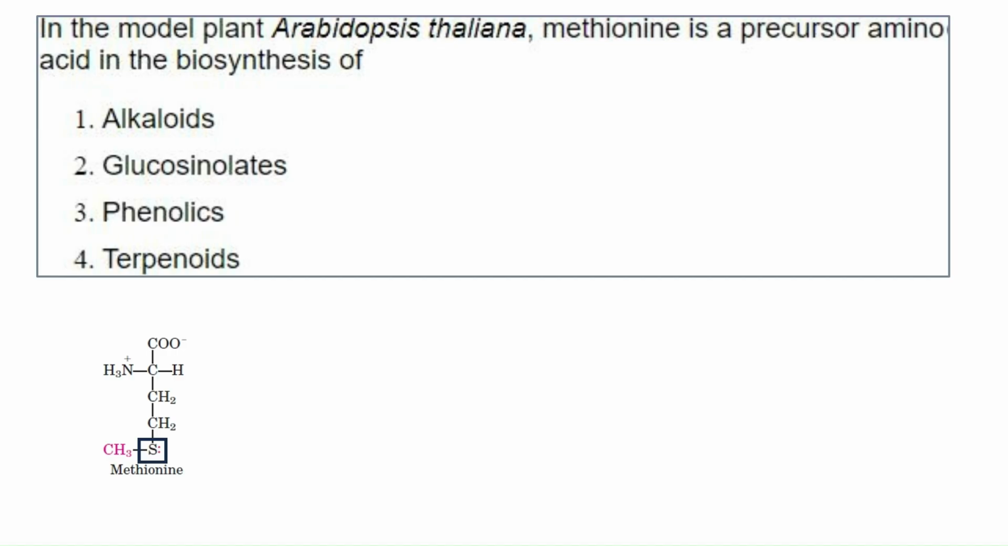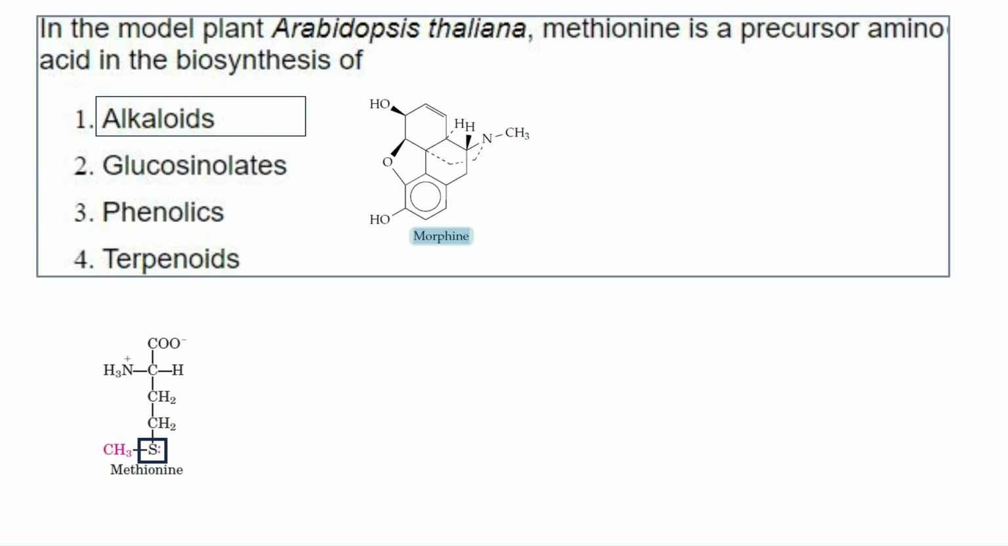So, out of these four compounds, the one containing sulfur will be our answer. Now, let's look at all the options one by one. First, alkaloids. So, here is an example of an alkaloid. Morphine. It is a very well known painkiller. So, as we can see, it contains aromatic rings and it is also synthesized from aromatic amino acids.